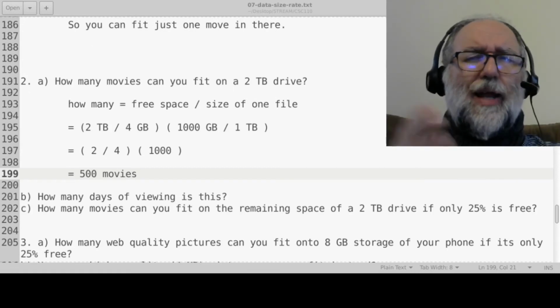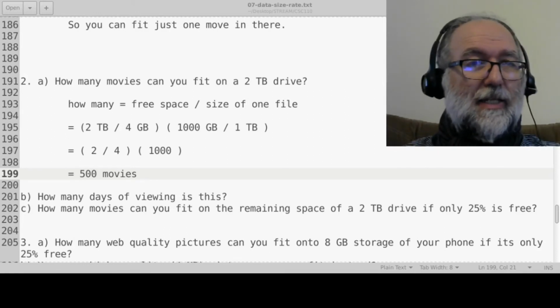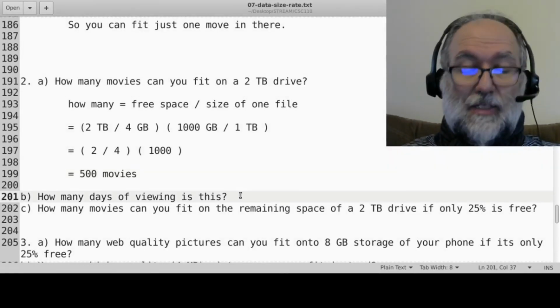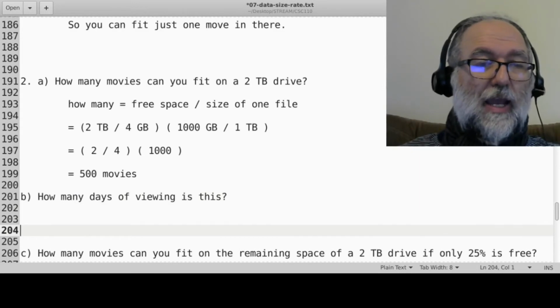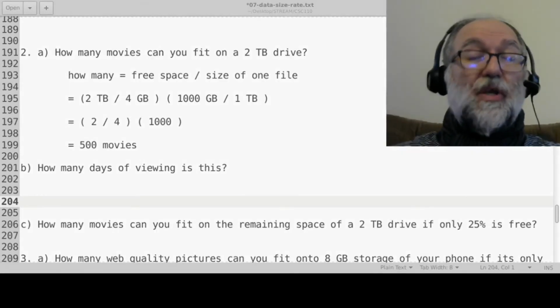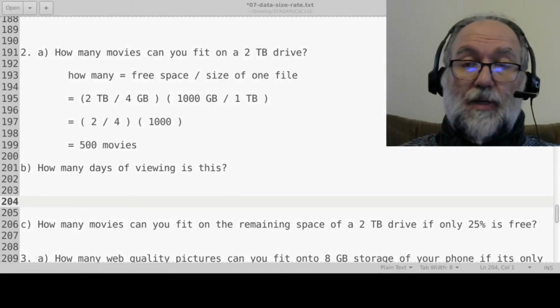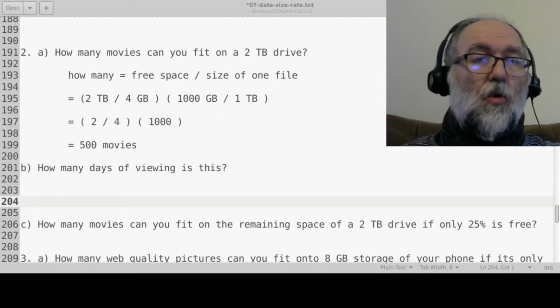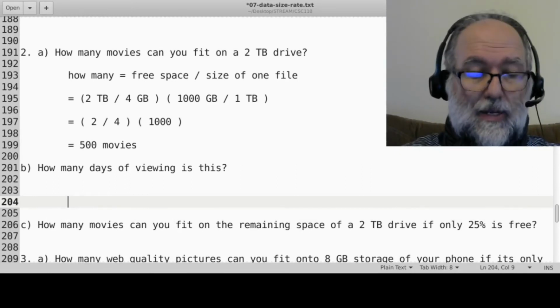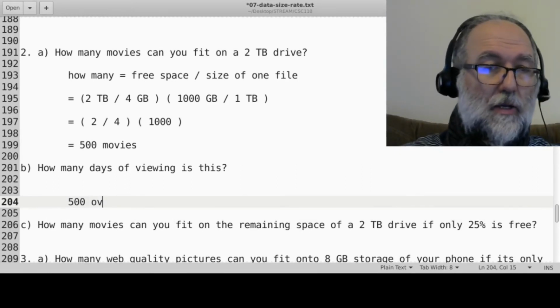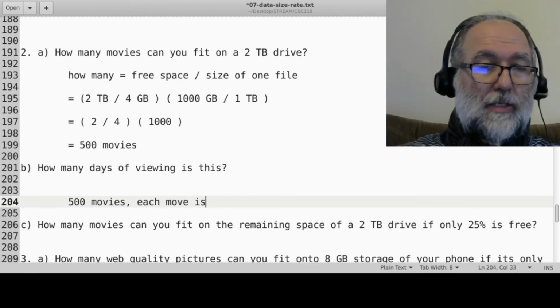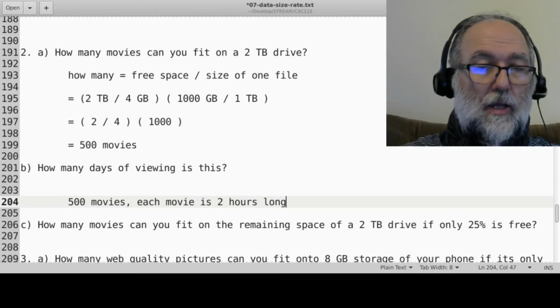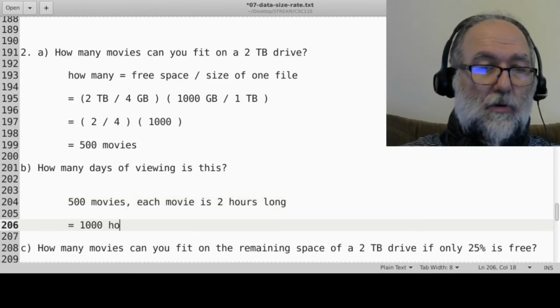To give you an idea of just how much that is, I ask in the next question, how many days of viewing is this? This is actually a prelude to the data rate problems that we're going to be doing in a minute, but this has a question of time. So remember, these are 500 movies, and each movie is 2 hours long. And so that's 1,000 hours.